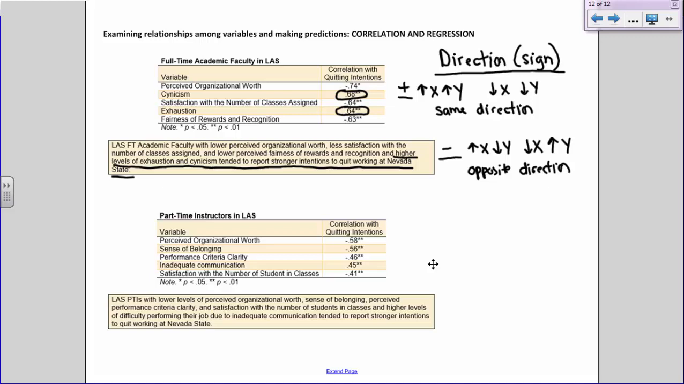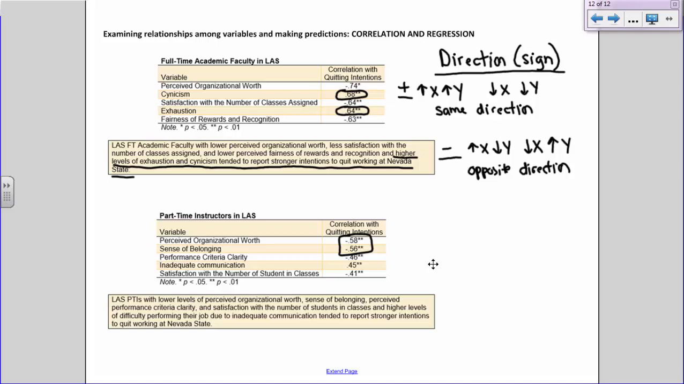So an example could be sense of belonging and turnover intentions, or perceived organizational worth and turnover intentions. If we look at part-time instructors in LAS, check this out. So those who feel more perceived organizational worth, they feel like they belong, are less intent on quitting. It's going in the opposite direction.